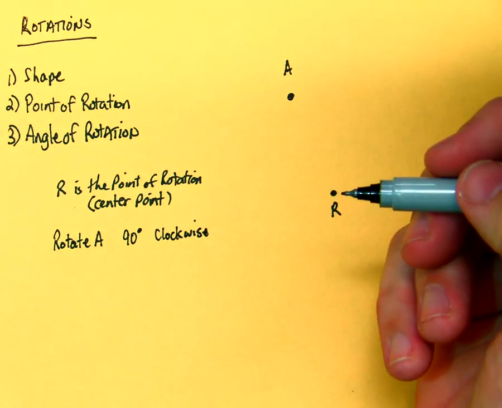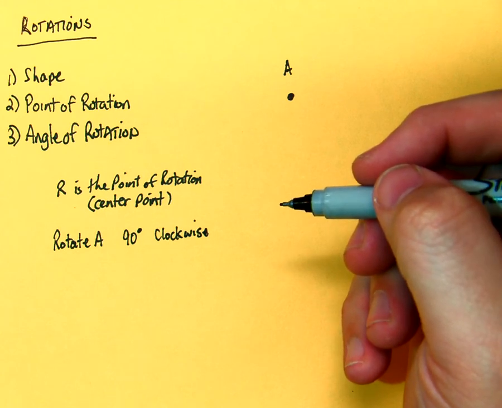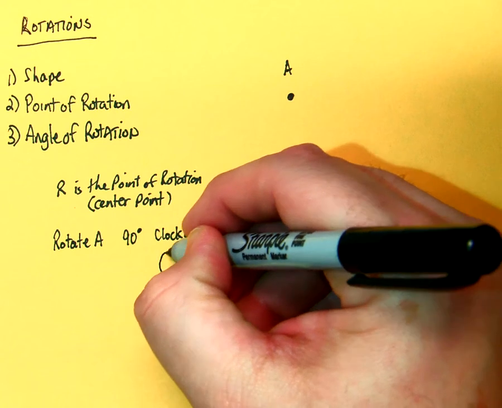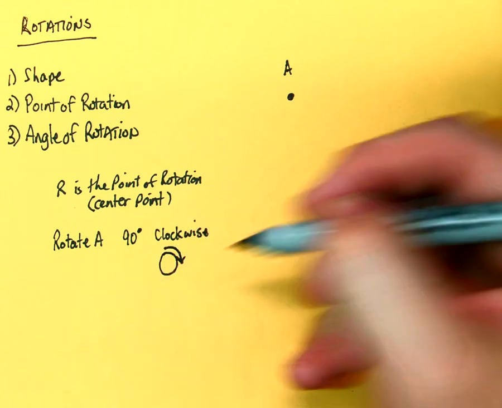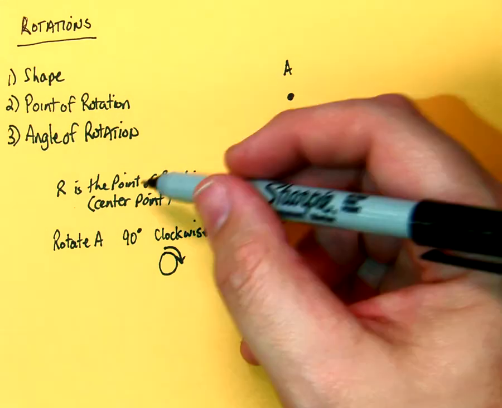Now, do you know the difference between clockwise and counterclockwise? Clockwise, if you're in a clock, that means you're going this way, just like a clock would. Counterclockwise would be going to the left.